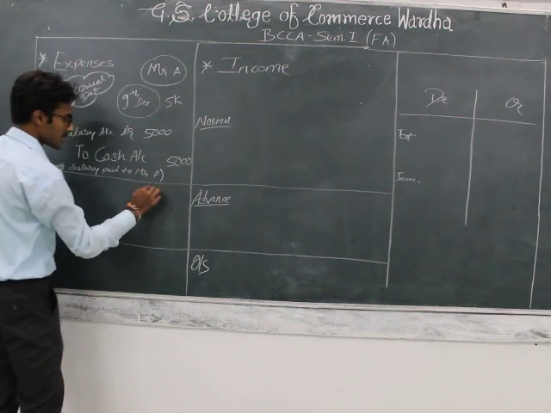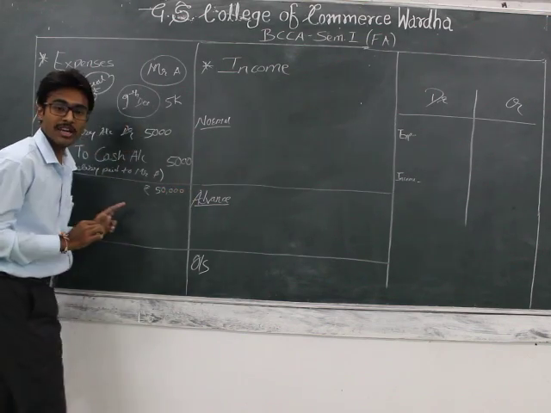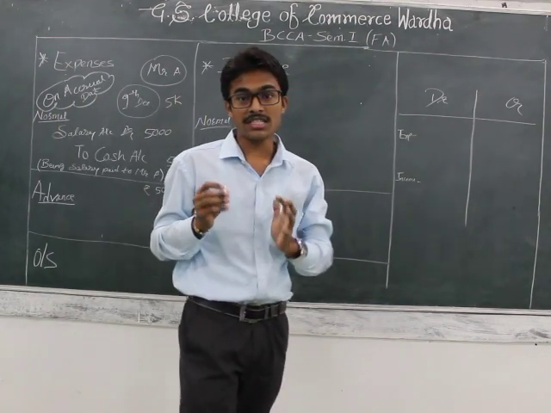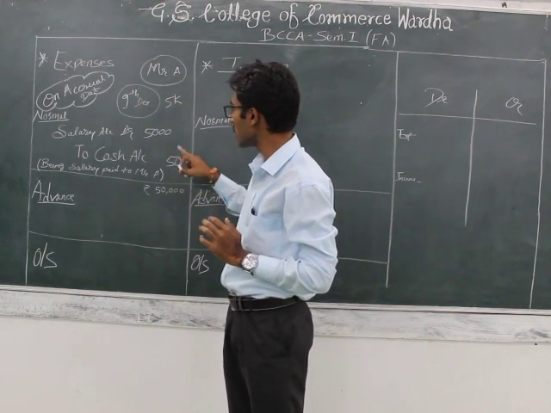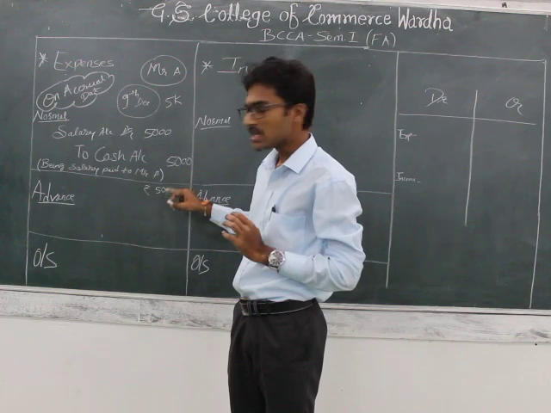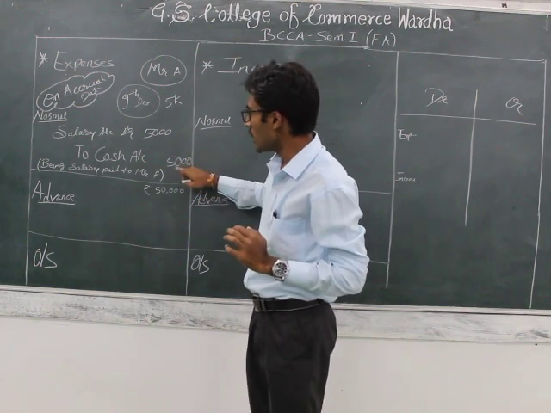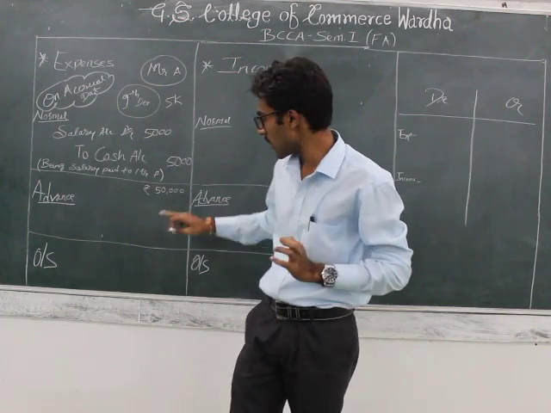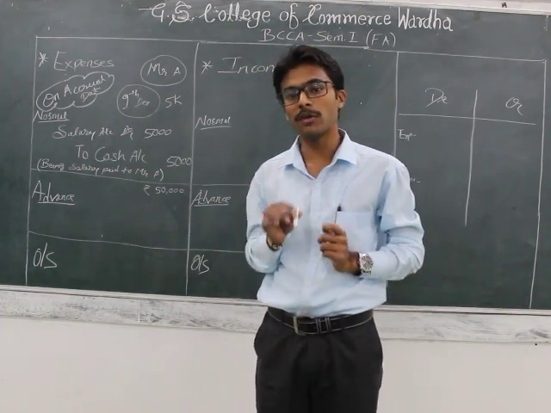Rupees 50,000. I am giving Mr. A a salary of 10 months. This is the salary of 1 month. I am giving Mr. A advance salary of 50,000. Have we taken services for 10 months? No. We have taken services for only 1 month.